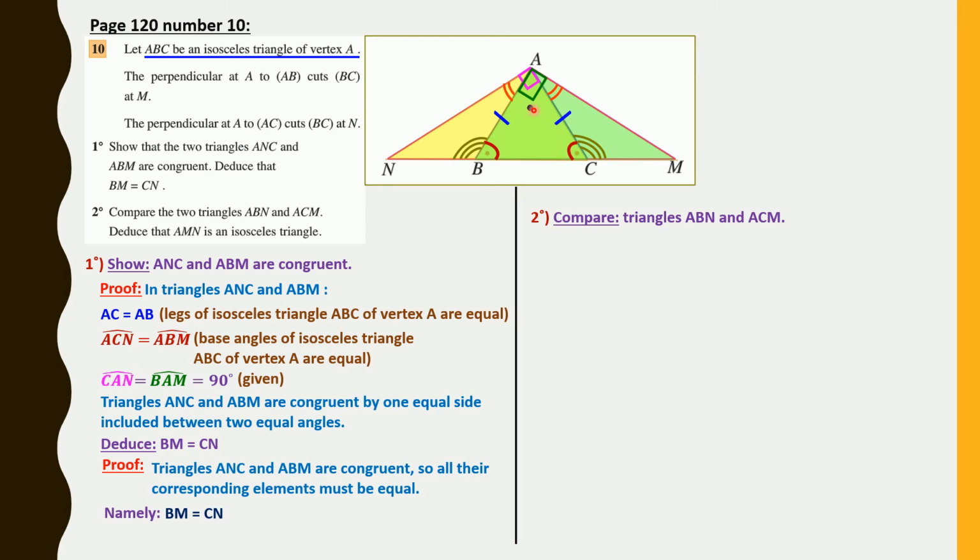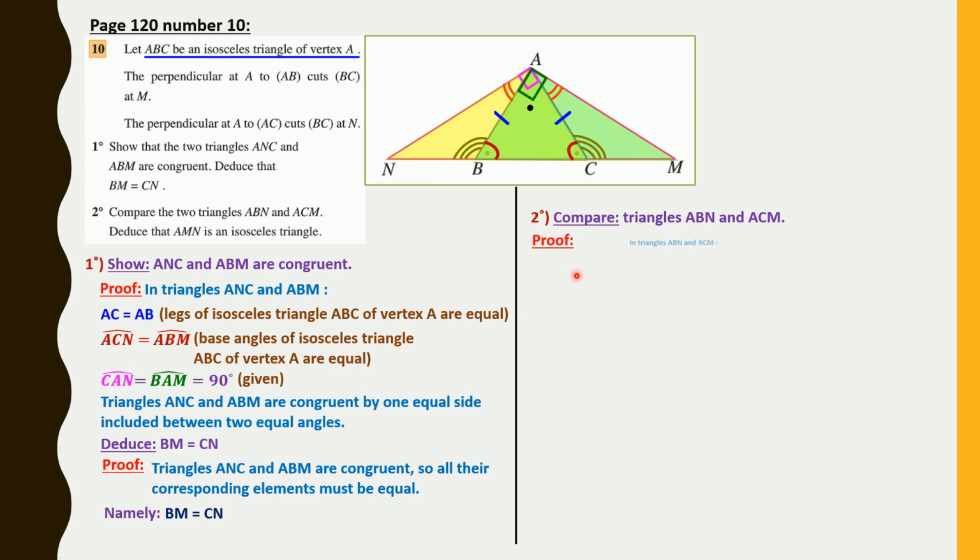But since angle ABC and ACB are equal because they are the base angles of this isosceles triangle ABC, their supplements are also equal, because supplements of equal angles are equal. We found our three evidence. Now let's write the proof.